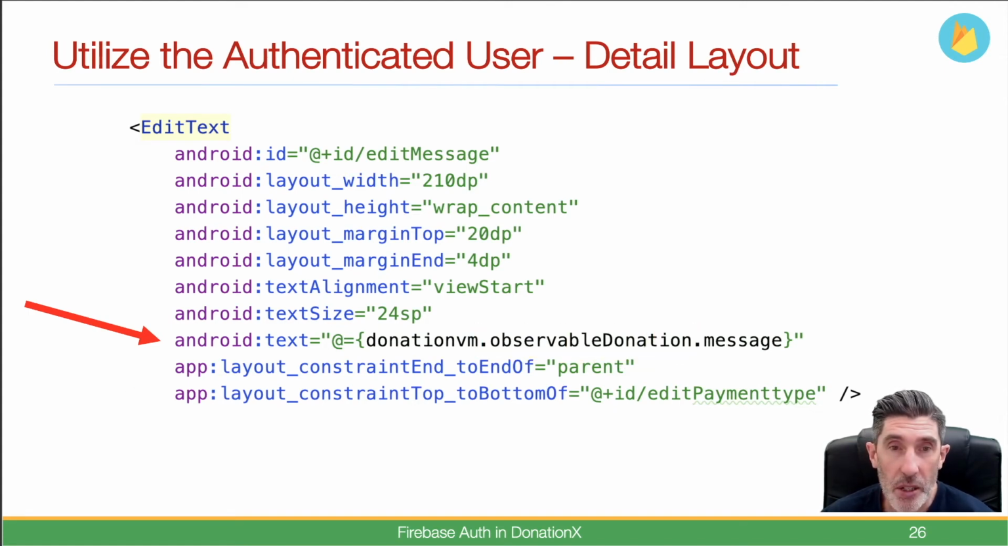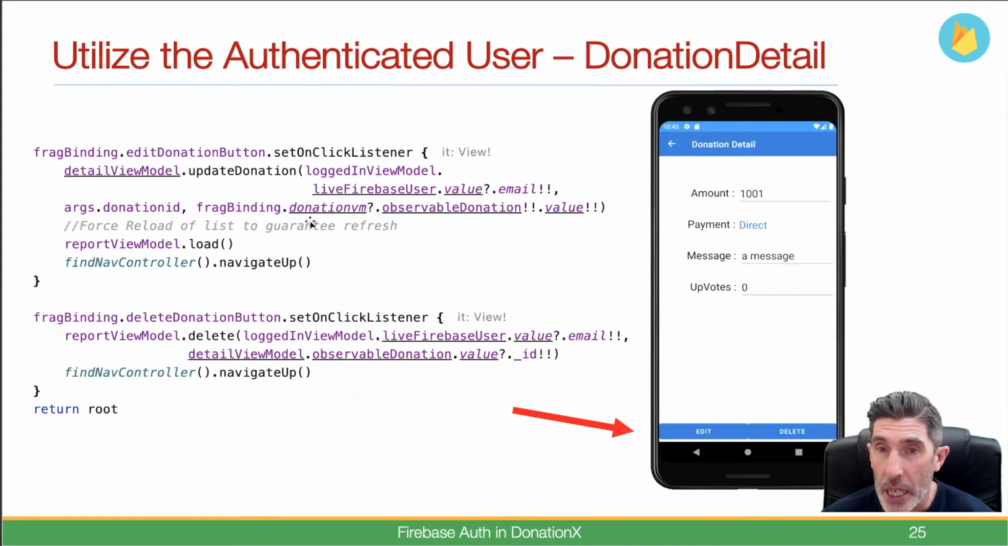So again, just to go back to that screen again, where are we? Back here. There's our donation VM. So that will contain the updated value, including that message that was changed and all the rest. So this here is a full donation that we're passing up and calling on our update donation function, which is inside our detail view model, which in turn triggers the retrofit interface, which in turn makes the call on the server.